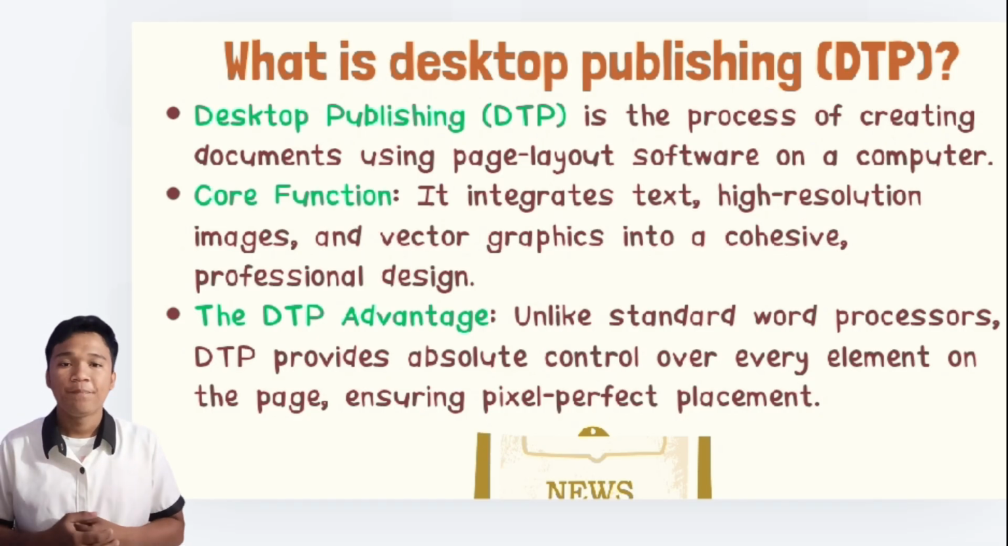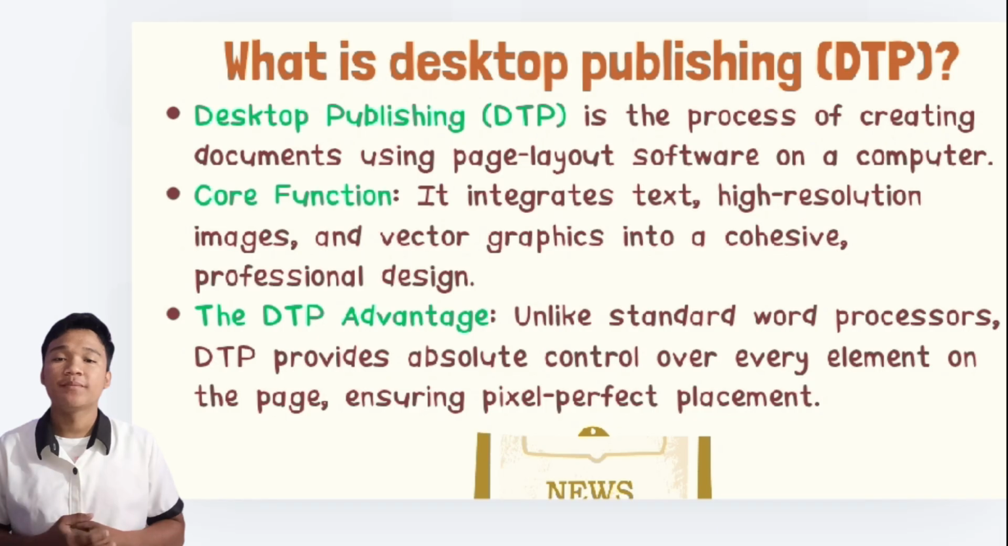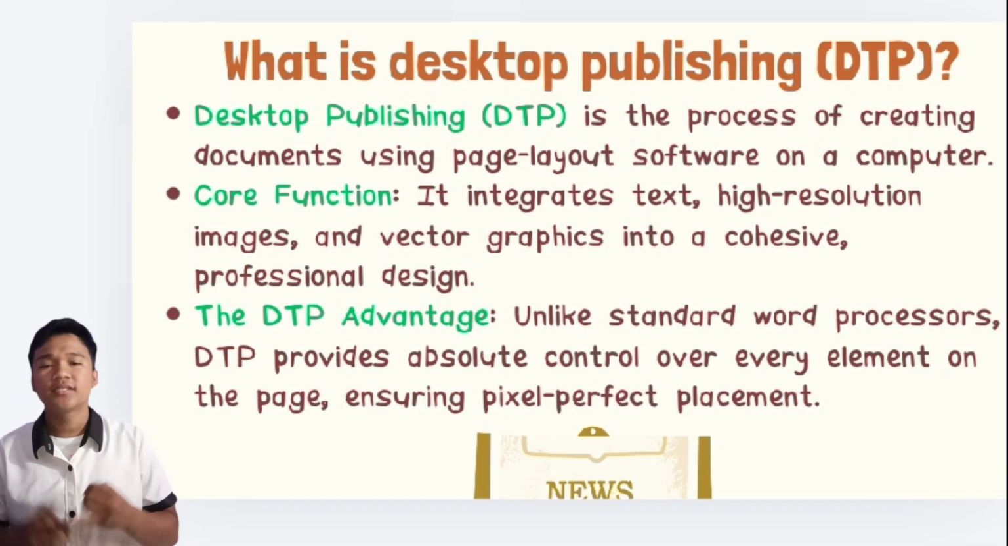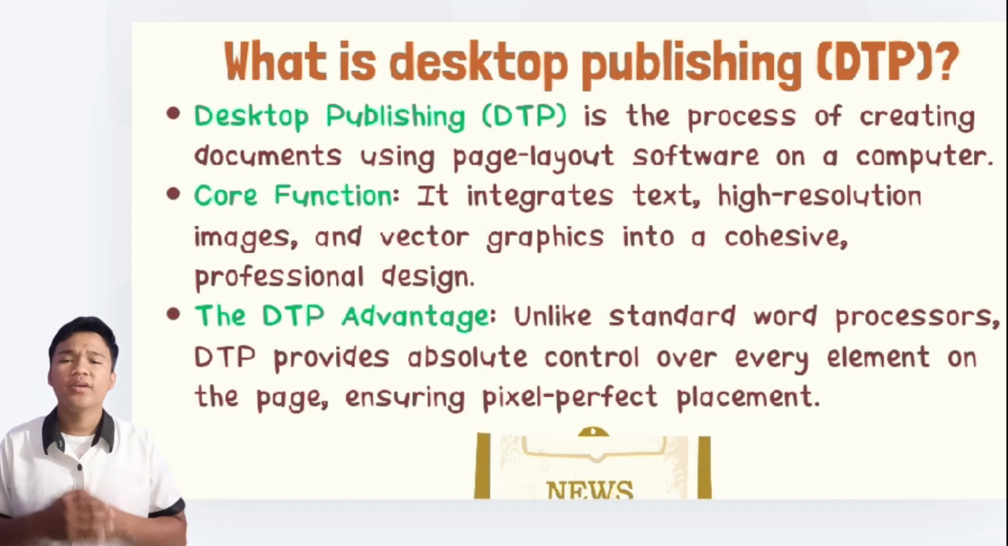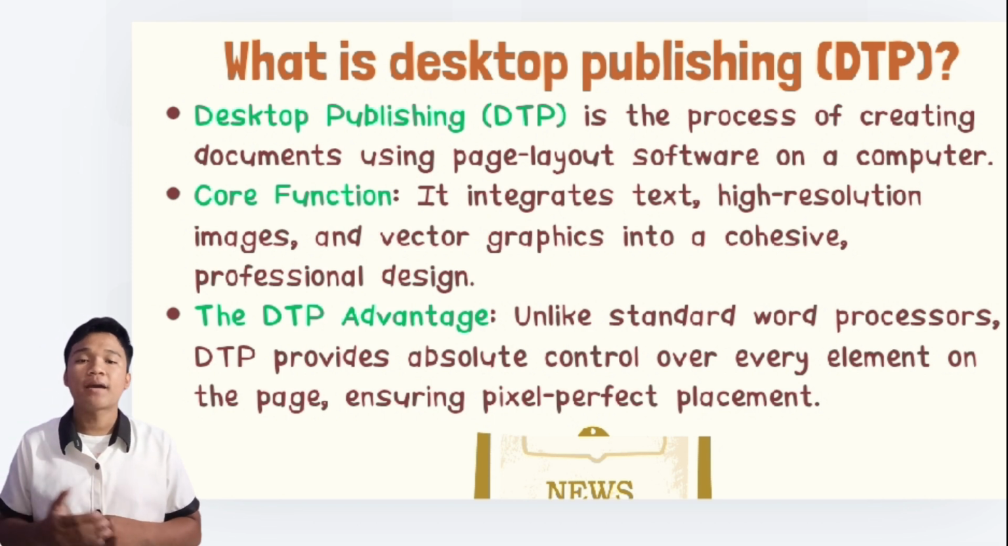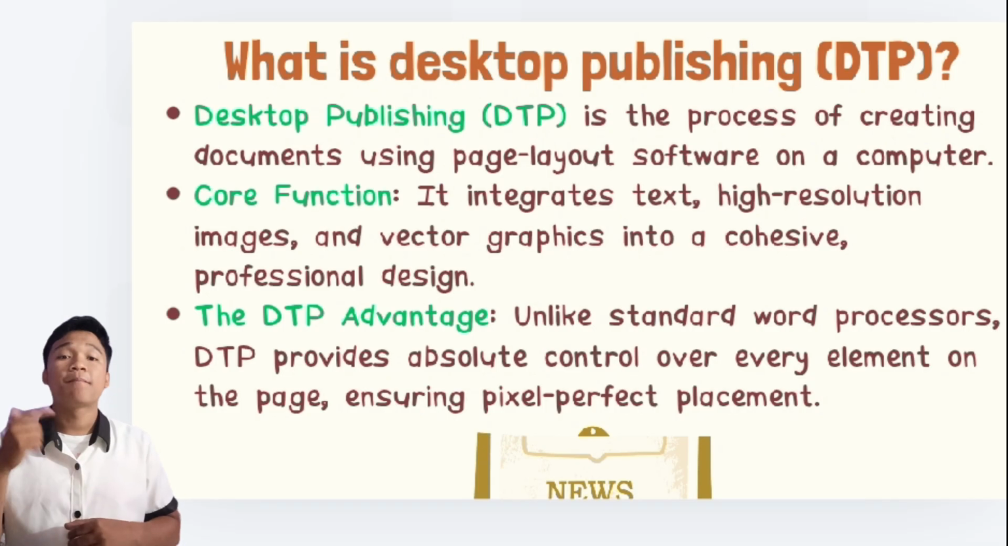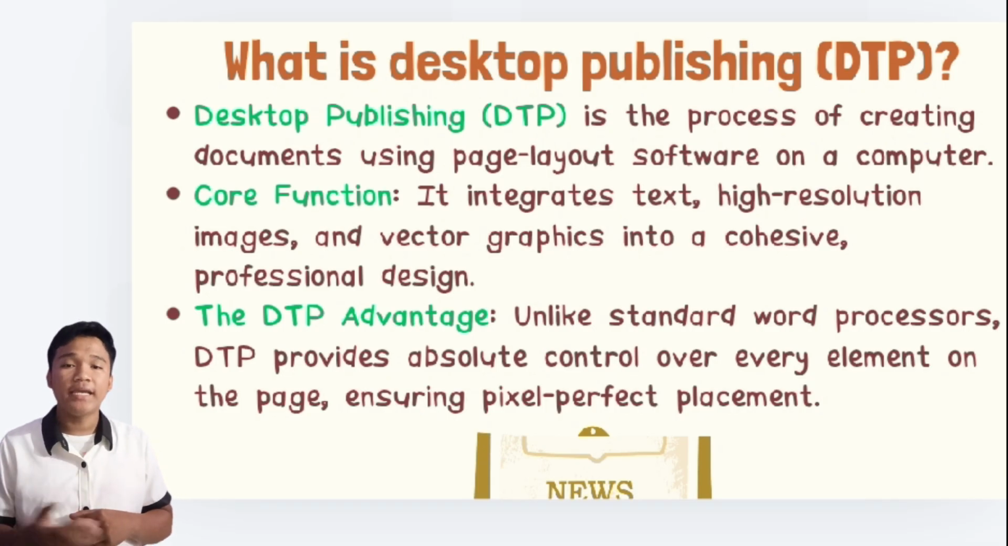So, for example, in campus journalism context, this is useful when designing a school newspaper. For instance, the editor can choose where the headline appears, how many columns an article should have, and where photos are placed. If a picture needs to align perfectly with the story, desktop publishing makes that possible, resulting in a clean and professional page.